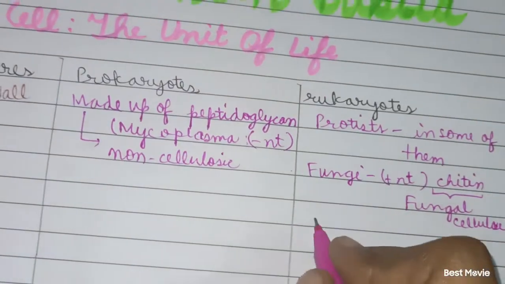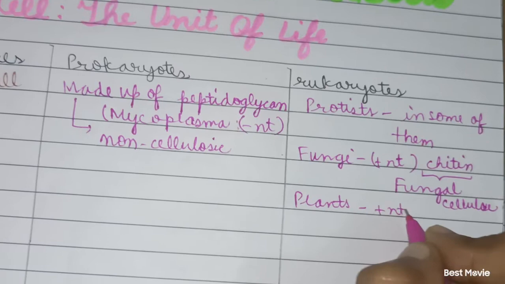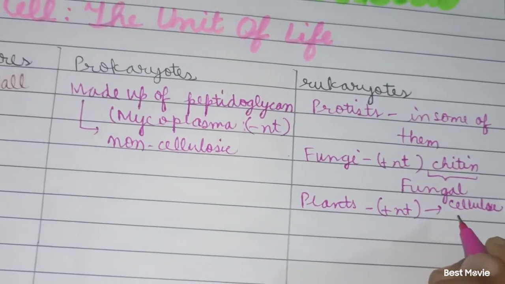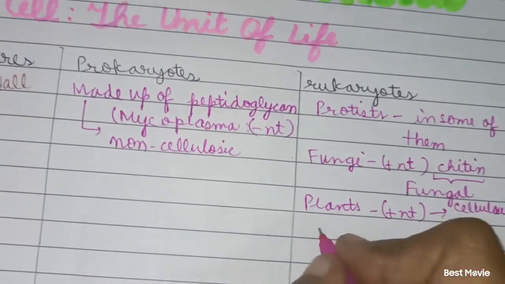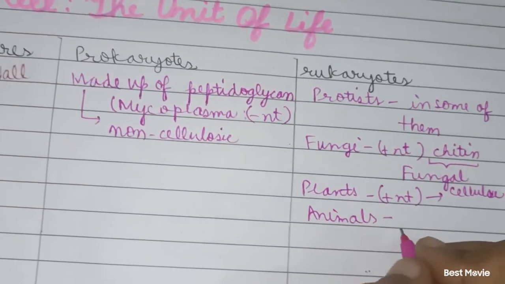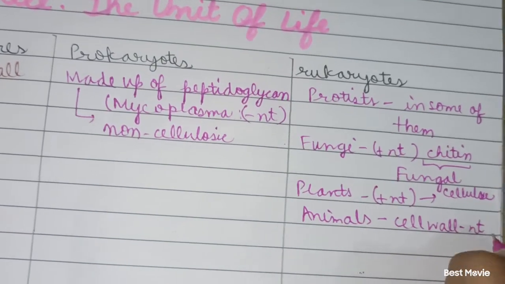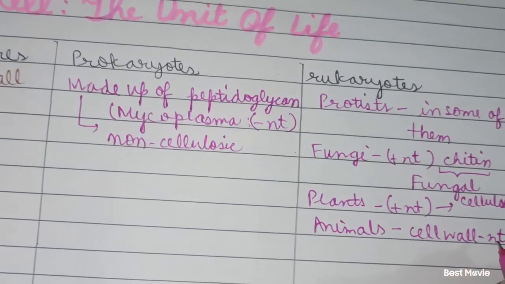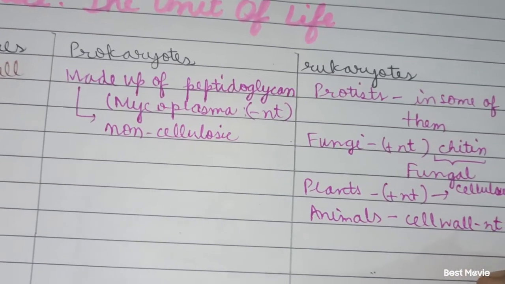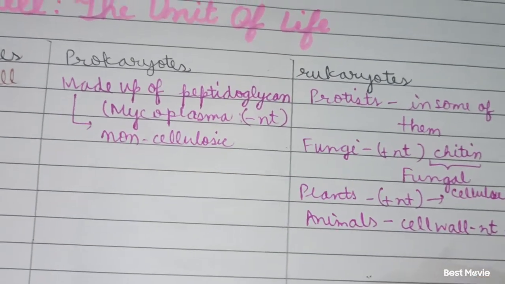Then we have plants. In all plant cells, cell wall is present and made up of cellulose. Then in animals, a cell wall is absent. So the outermost layer in animal cells is just the plasma membrane, which is universal in all kinds of cells, whereas in animal cells, cell wall is absent.